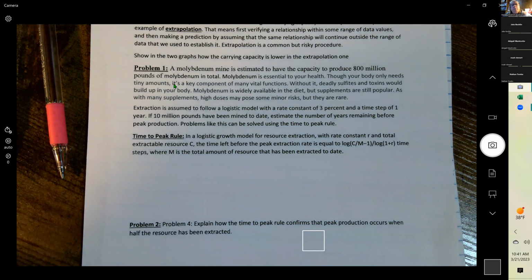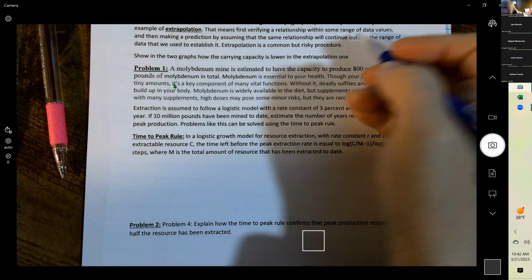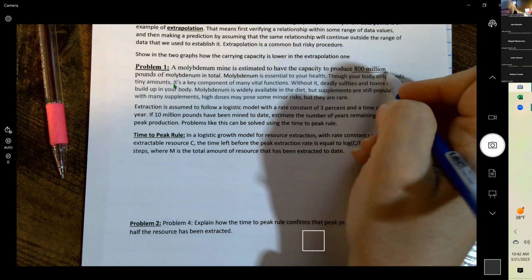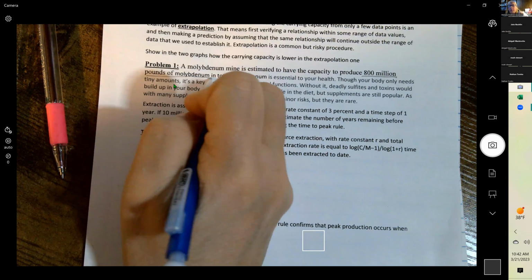A molybdenum mine is established to have the capacity to produce 800 million pounds of molybdenum.